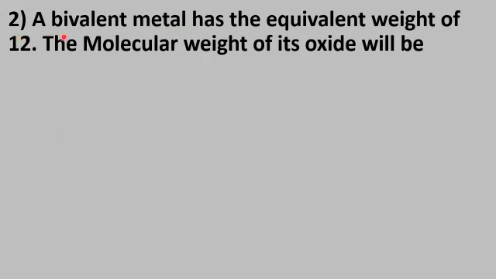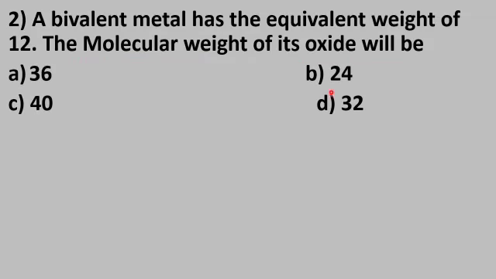Question number 2. A bivalent metal has the equivalent weight of 12. The molecular weight of its oxide will be dash. Option A 36, option B 24, option C 40 and option D 32.